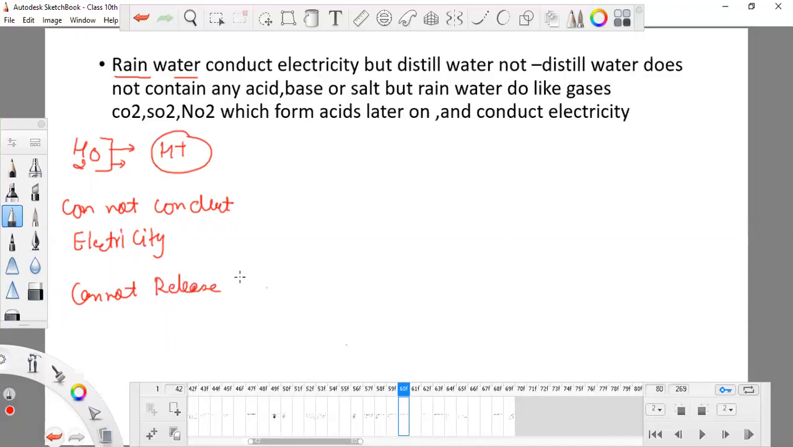Pure water cannot release hydrogen ion. Though it has hydrogen, it cannot release hydrogen ion, and it is pure water. Its pH is 7. Since it cannot release hydrogen ion, it cannot conduct electricity. Pure water never conducts electricity.